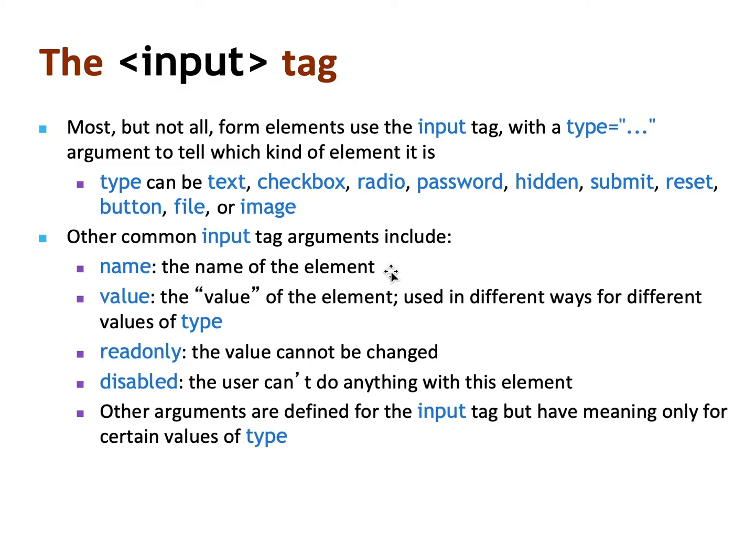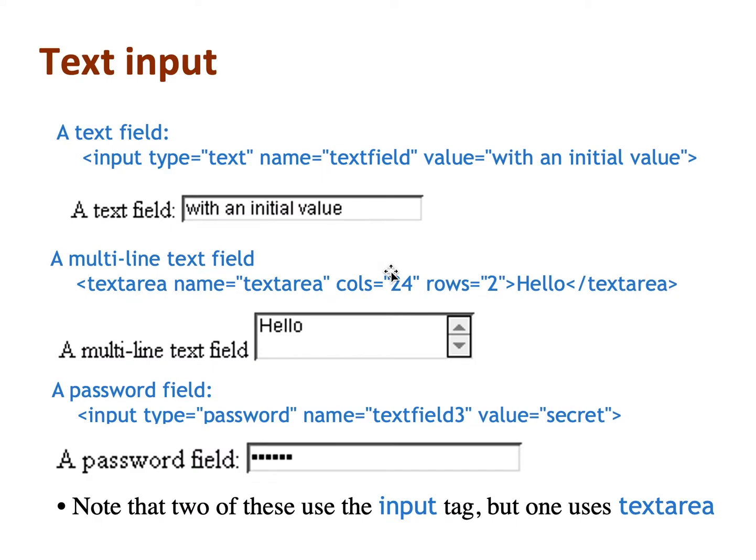And then other arguments are defined for the input tag but have meaning only for certain values of type. So in terms of text input, how would we go about adding a text field to a document? For a text field within our form, we'd have input followed by type equals quotations text. Then we want to define the name of this text, so within quotes text field.